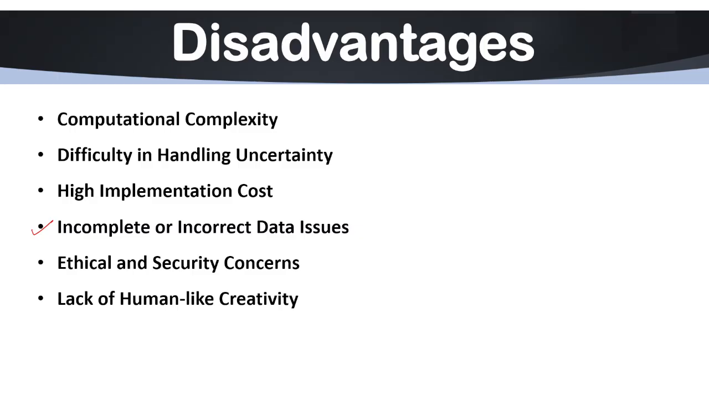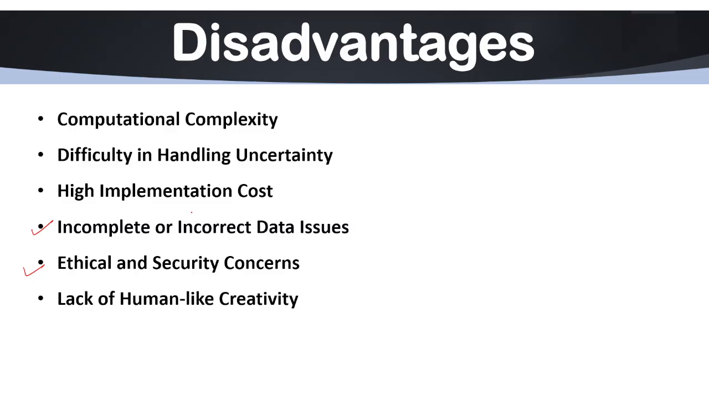Is that clear, everyone? Next disadvantage we have is ethical and security concerns. So AI controlled drones we are using these days, right? AI controlled drones making autonomous decisions in warfare could have serious ethical implications. AI planning in military or surveillance applications raises ethical concerns. This is a real issue, right?